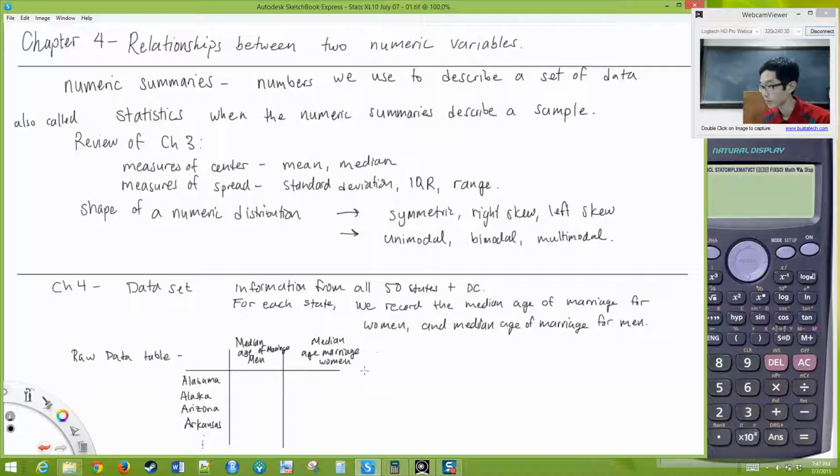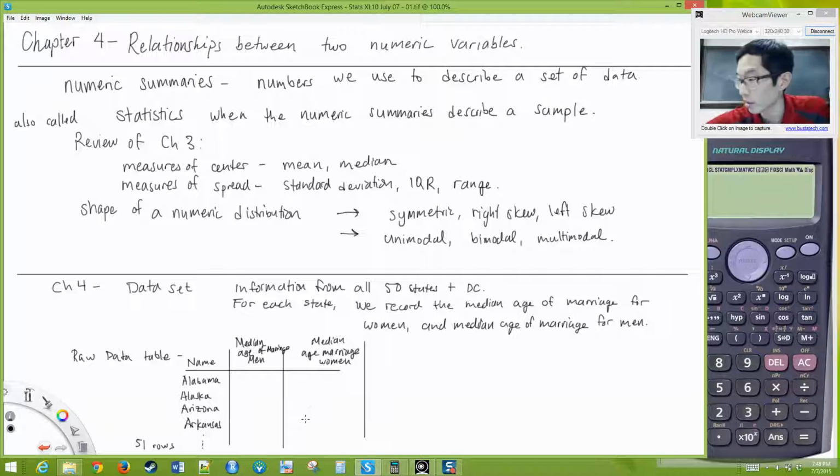Okay. And I have no idea what these individual numbers were. I'm just completely making this up. But you can imagine, this is what we have, right? So we have a total of 51 rows, and then we've got 3 columns: the name of the state, the median age of marriage for men, and median age of marriage for women.